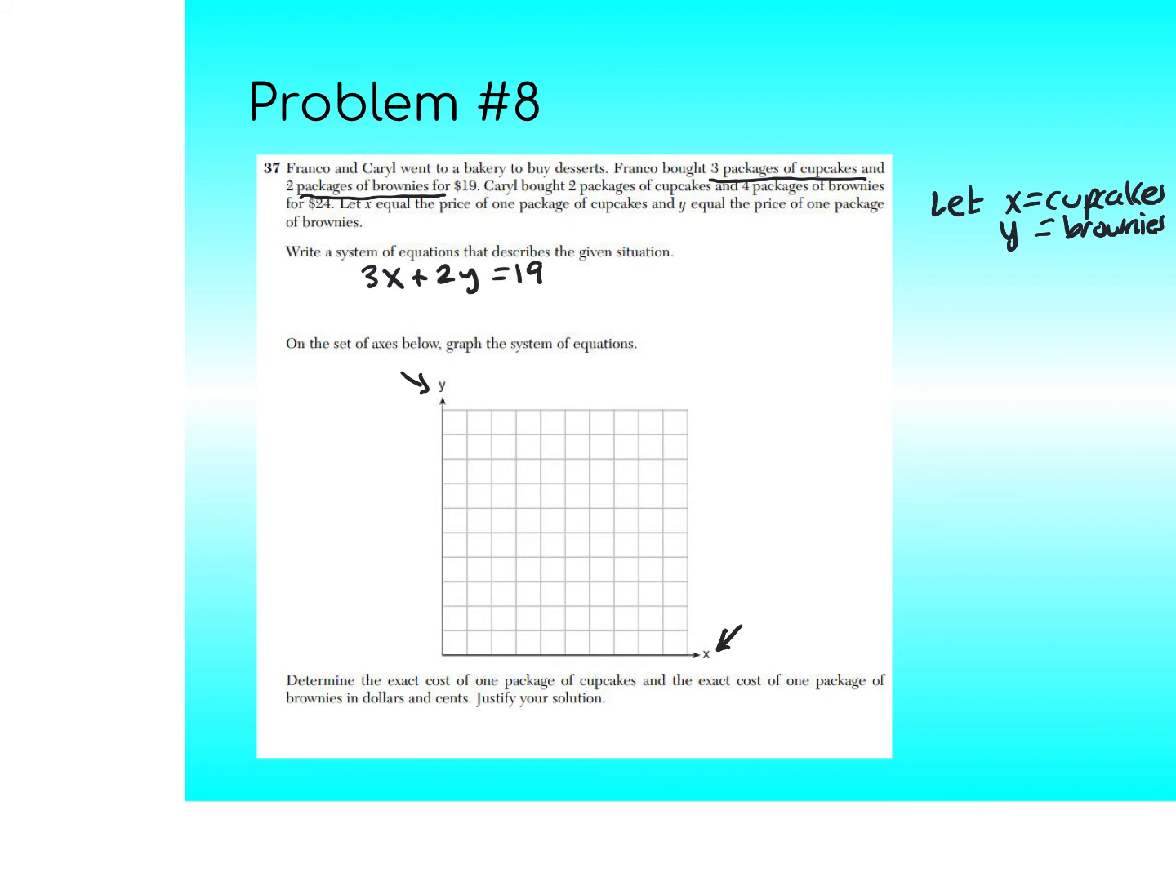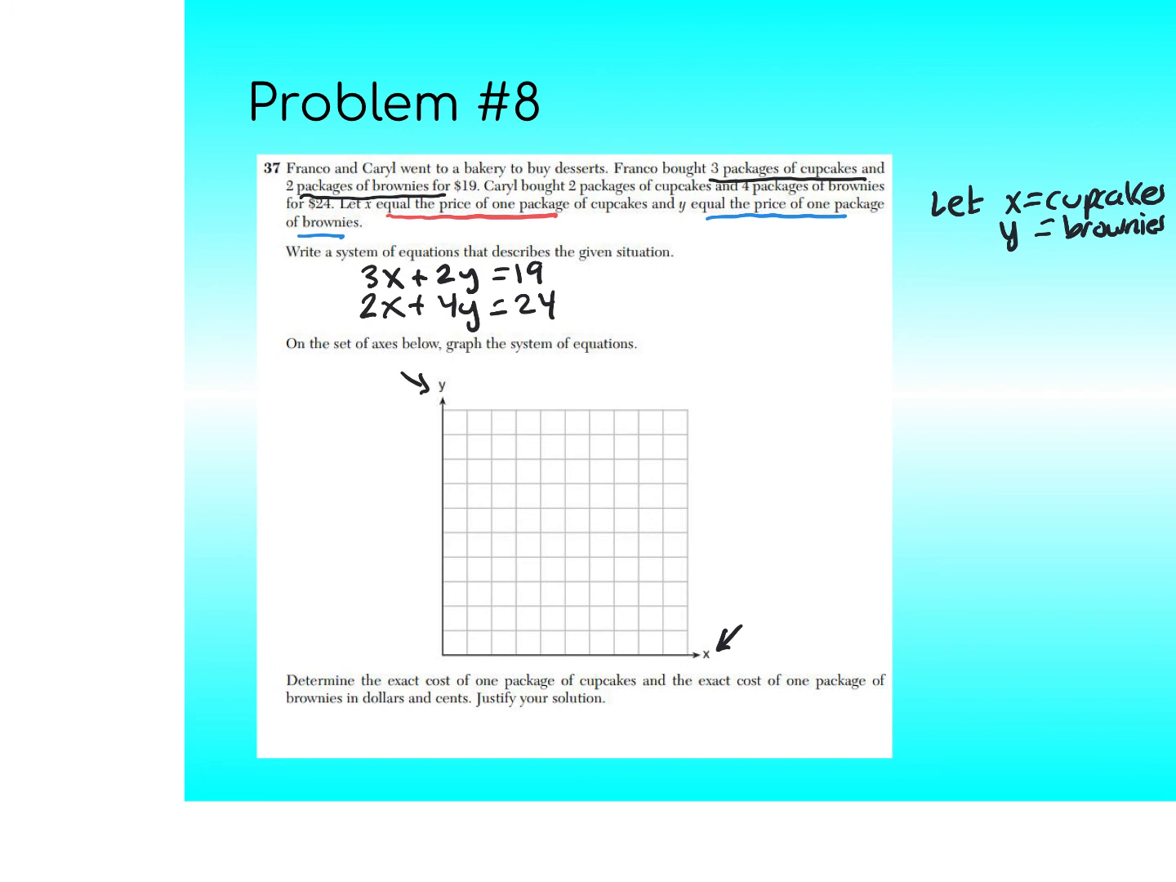Then the second sentence is 2 packages of cupcakes and 4 packages of brownies. So we've got 2x plus 4y equals 24. One thing to notice, it says x is the price of one package and y is the price of one package. So you might be thinking, normally we have dollar signs here, but this is kind of giving us a little bit of an assist by saying it's the price of a package. So we literally can write it as a straight up equation.